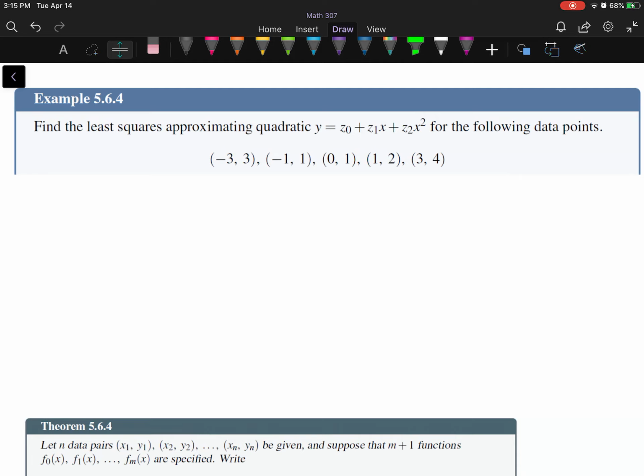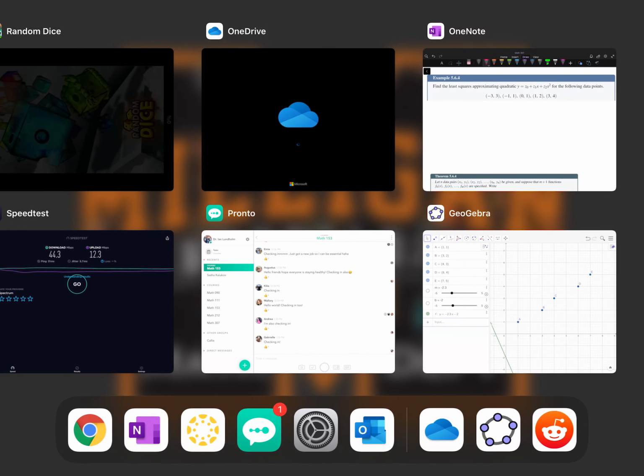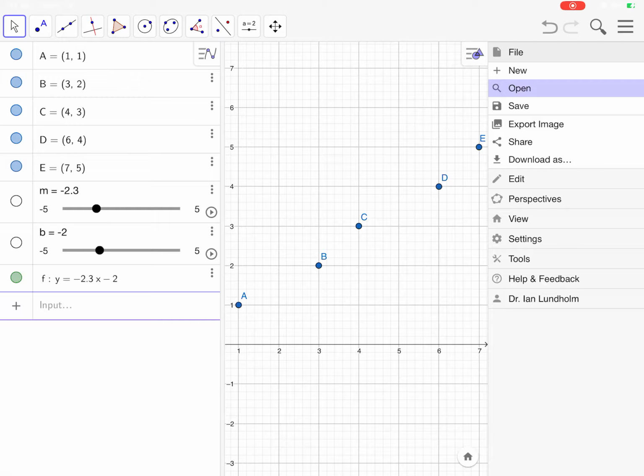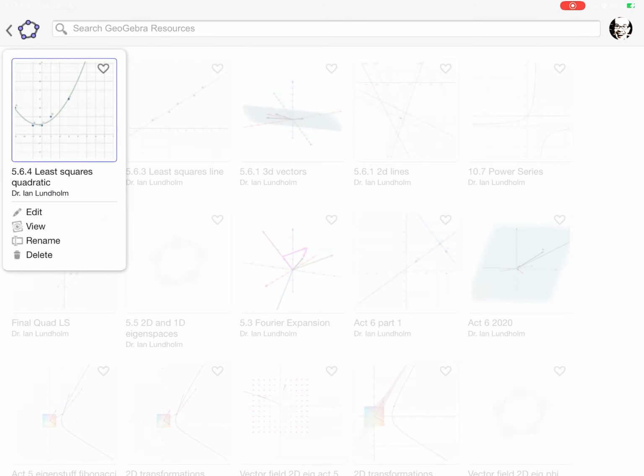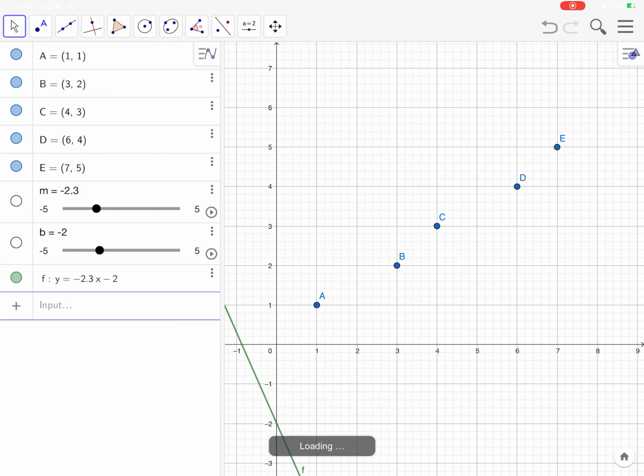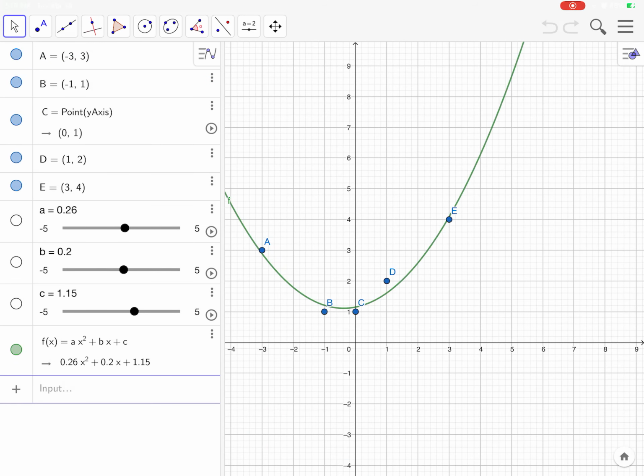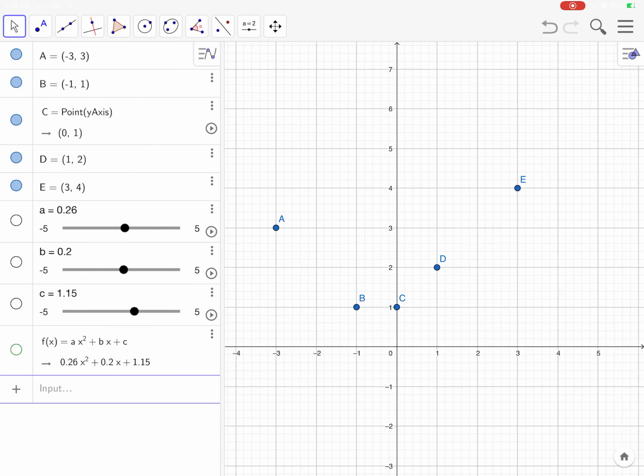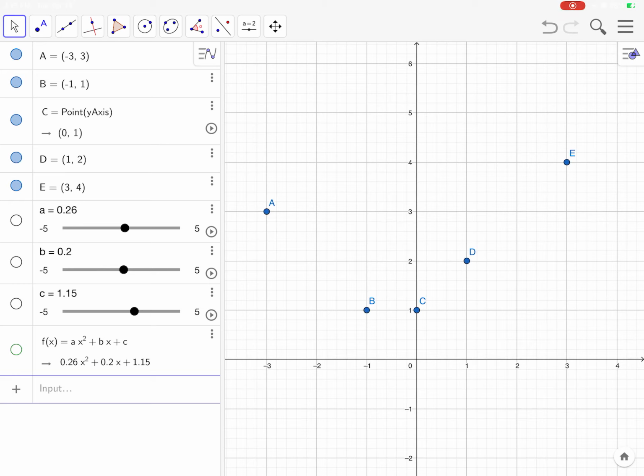We are given 5 points here, and we are trying to find the best quadratic function that fits this data. So I'm going to open GeoGebra again just so that we know what we're aiming for here. In this problem, we are given these 5 points of data, and you can see that it looks like it's kind of following an opening up parabola shape. This is the parabola that we end up finding through our work in this problem.